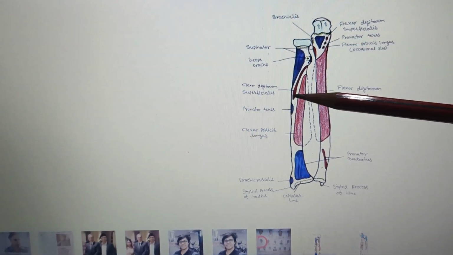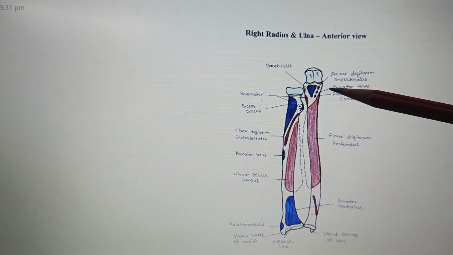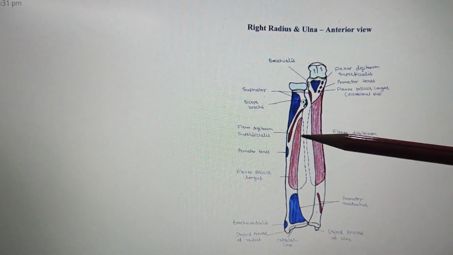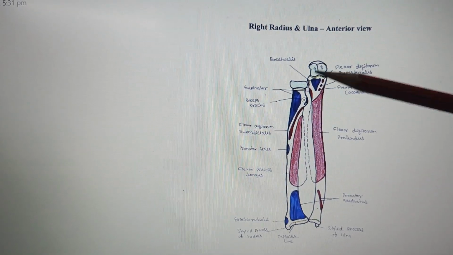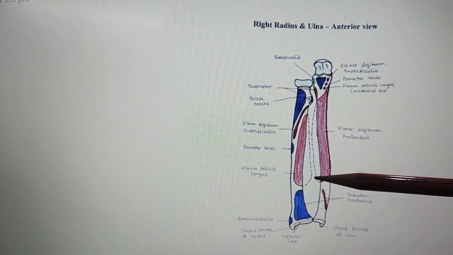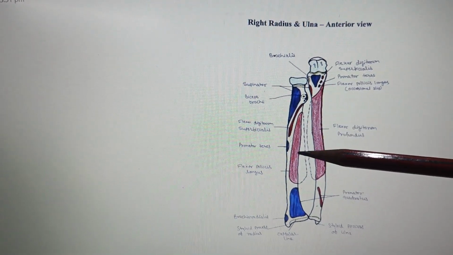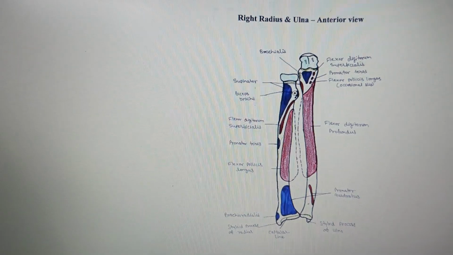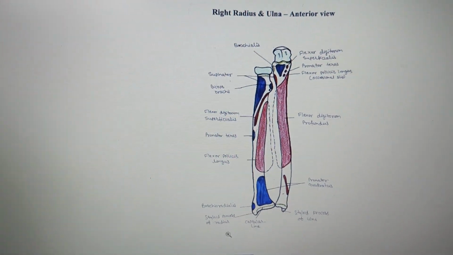So these two help in pronation and supination. And how do you remember this? You can remember this because the radius is the one which actually moves. The ulna is stationary. The radius bone moves and you can do the supination and pronation. Okay, let me show you the posterior aspect as well.